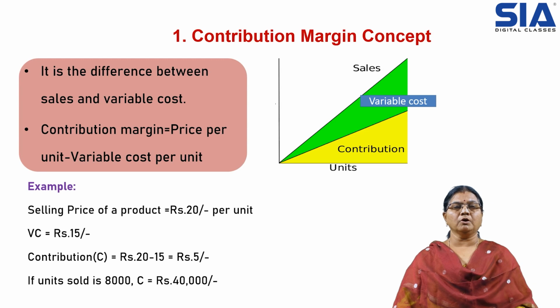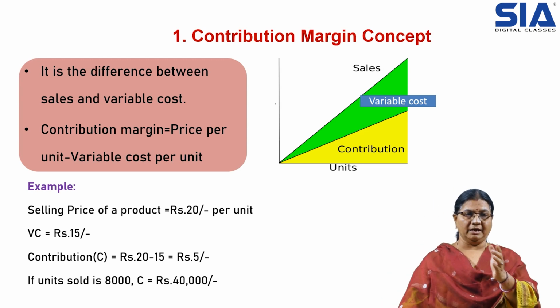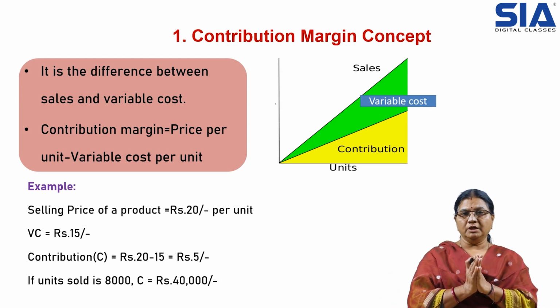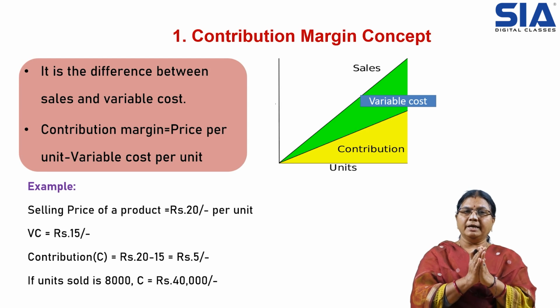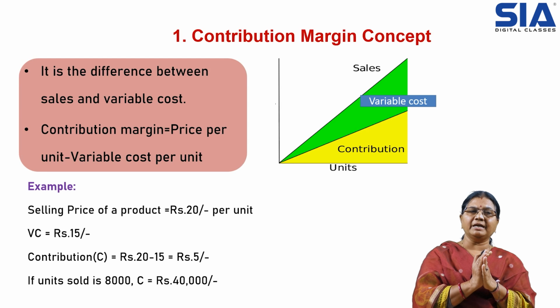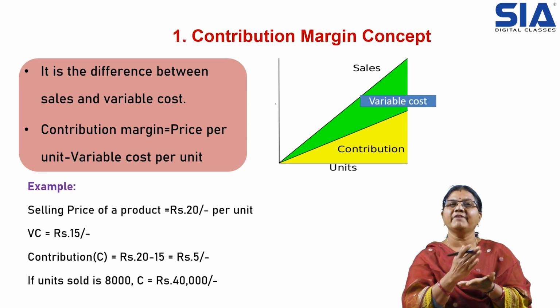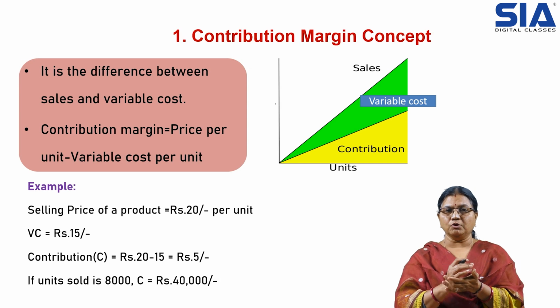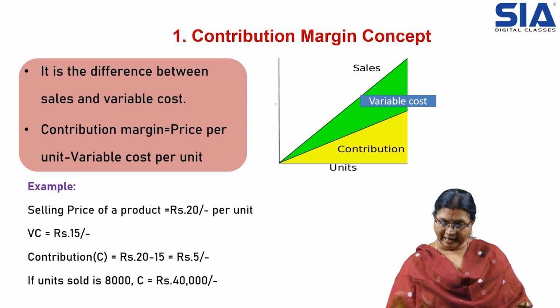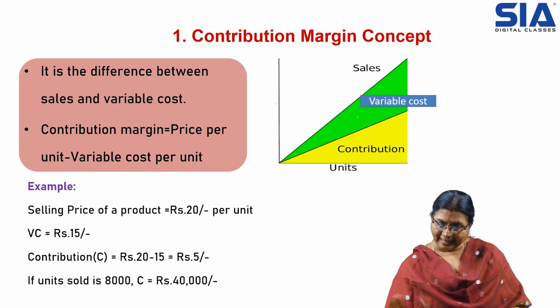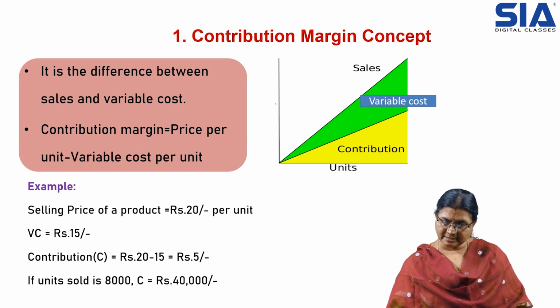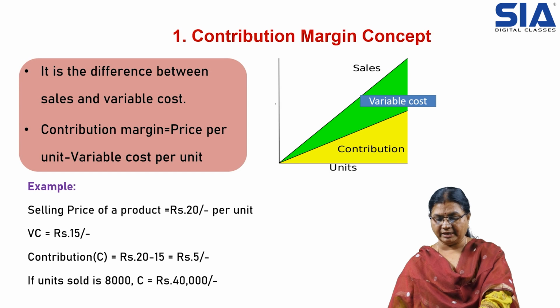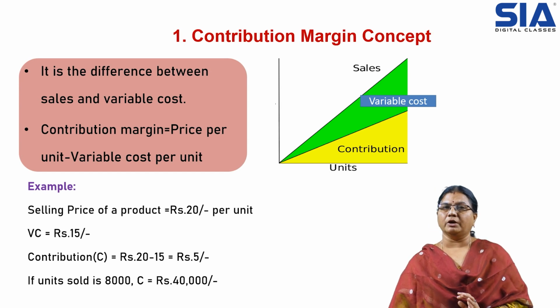Coming to the contribution margin concept, again I have shown the graph where we understood fixed cost and variable cost. Here we are showing variable cost. Contribution margin is the difference, the gap, between sales and the variable cost. You can see the variable cost line and the sales. This green part is variable cost. The sales is right from here to here. Once you remove the variable cost, the yellow part is our contribution.